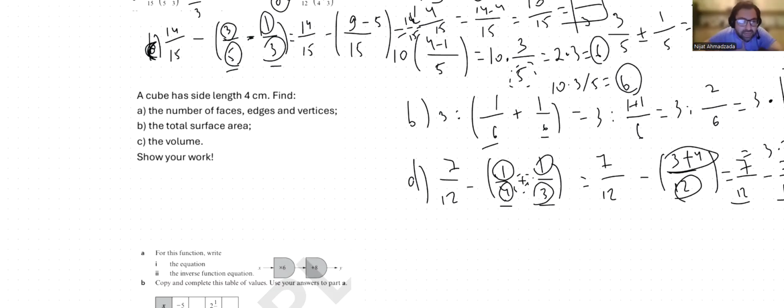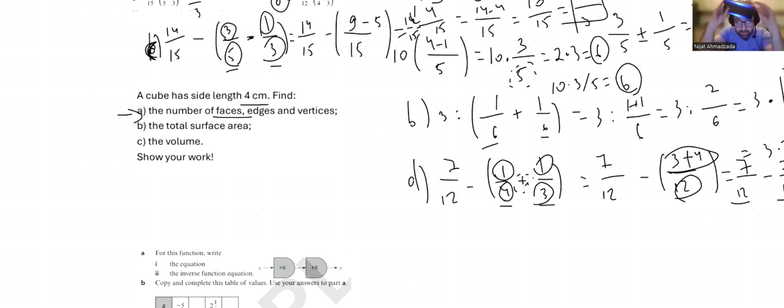A cube has a side length of 4 centimeters. We don't care about part A. Find the number of faces. So face, think of a cube. I'm trying to find something like a cube, but I couldn't find it, so I'm going to use my cell phone. We have to find the faces.